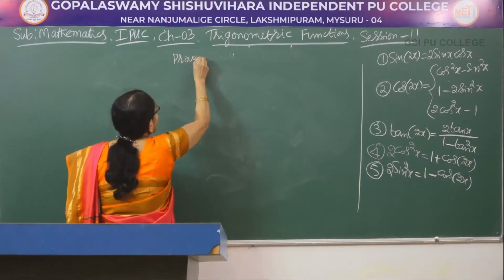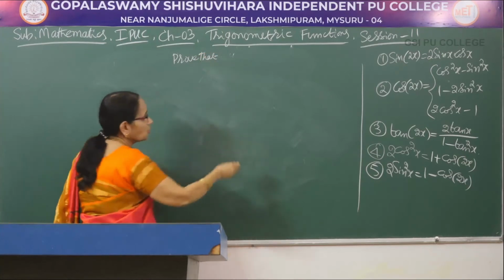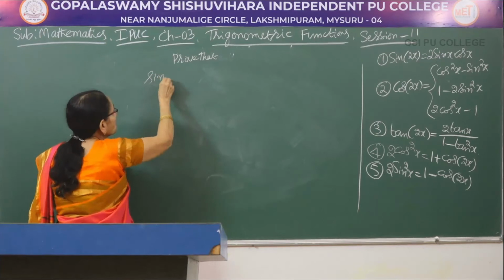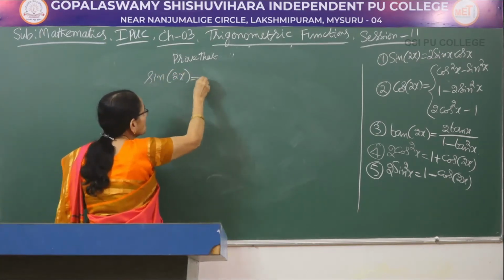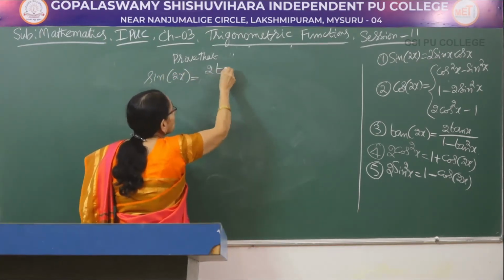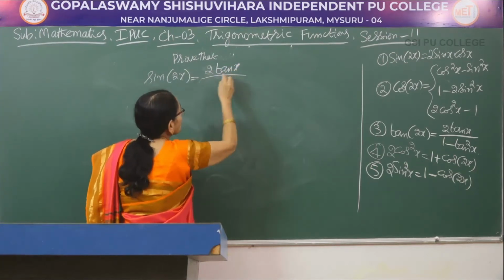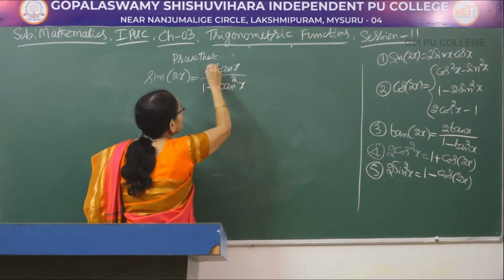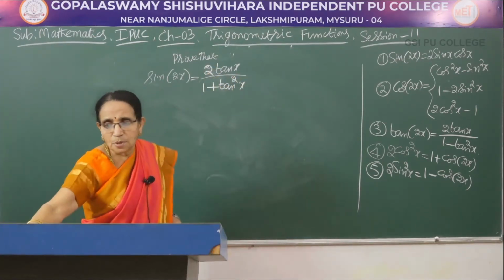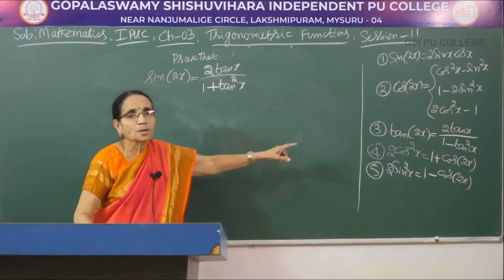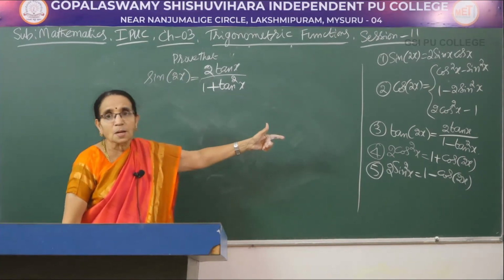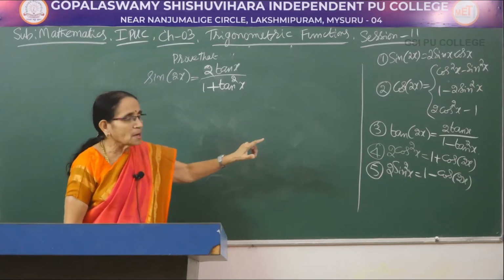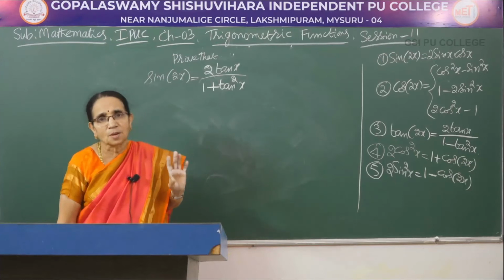Prove that, next formula, I can take it as 6 here. Sine of 2x is equal to 2 tan x divided by 1 plus tan square x. See, be careful about the sign. You observe here, for tan of 2x, that's why I have written the formula there. You can have the reference. Tan of 2x equal to 2 tan x over 1 minus tan square x.